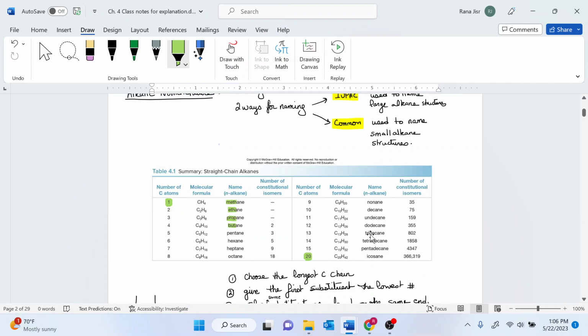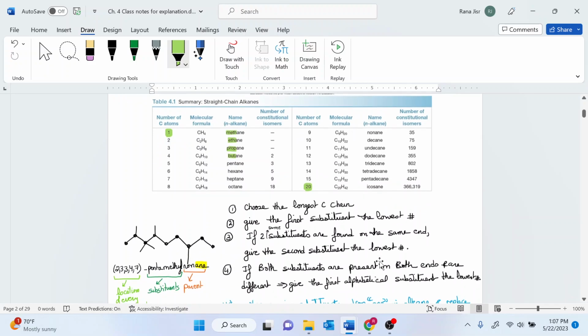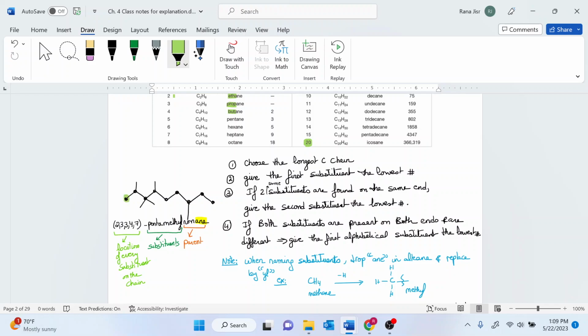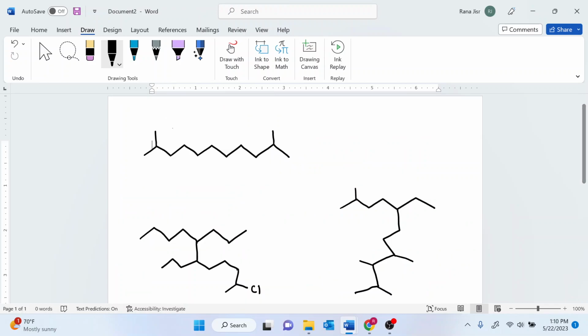And then you have tri means three, tetra means four, penta means five, all the way until the 20 carbons, which is icosane. So to name an alkane, start from one end of the chain and go through the chain to reach the maximum number of carbons that you can get. So here I am getting a 9 carbon chain. No matter which way I go, I cannot get in this particular example more than 9 carbons.